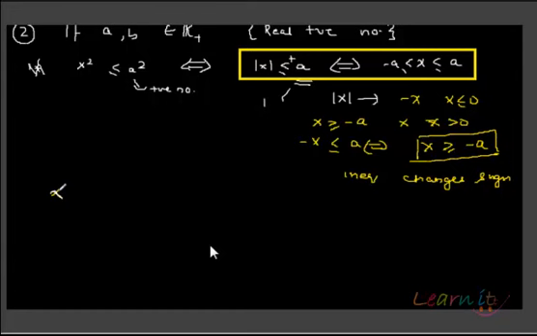Okay, so whenever you have modulus x is less than or equal to a, that actually means that x lies between minus a and a. What happens in the greater than or equal to case?